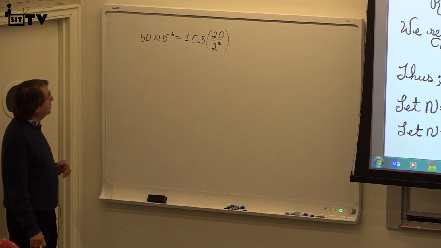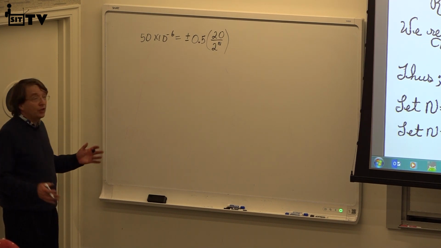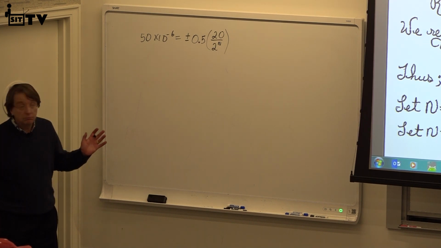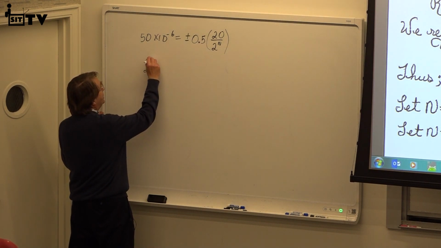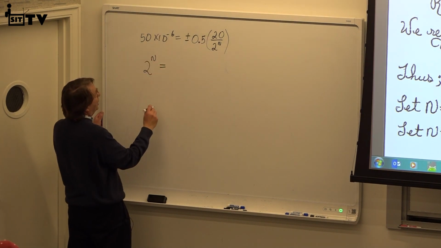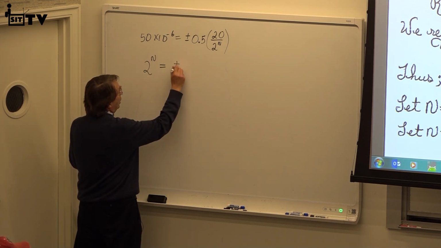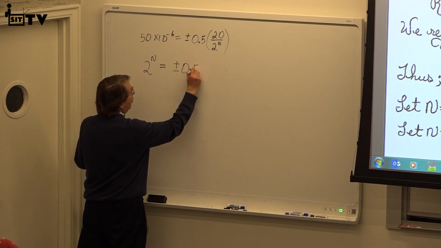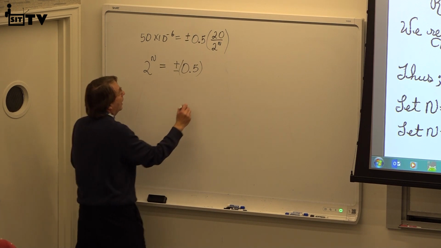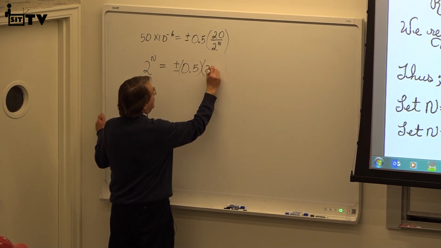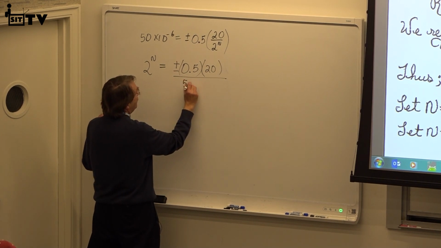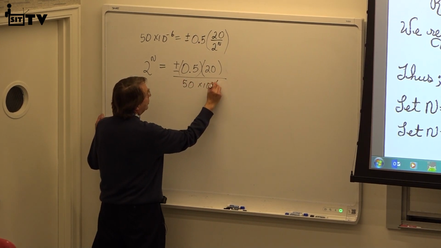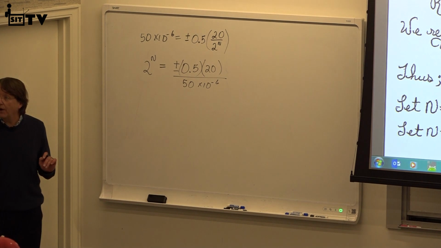At this point, I would like to get the 2 to the n by itself. So I'm going to multiply both sides by 2 to the n. Now, please help me out. It's Wednesday night, and I'm tired, so I'm going to need all of you to help me out here. 0.5, and this is times 20, and I'm going to divide this by 50 times 10 to the minus 6. Does it look good so far?